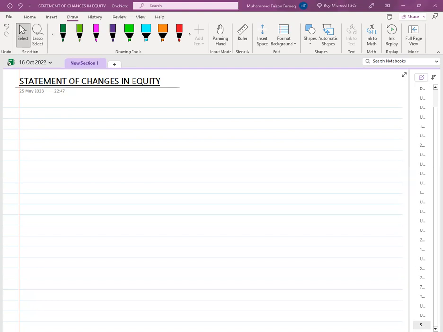So, in order to know what the movements are in the equity of a limited liability company, the equity movement, we use a statement. This statement is called the statement of changes in equity. This is chapter 20.